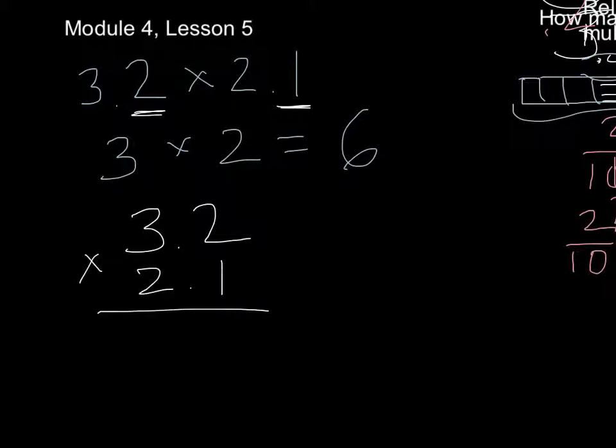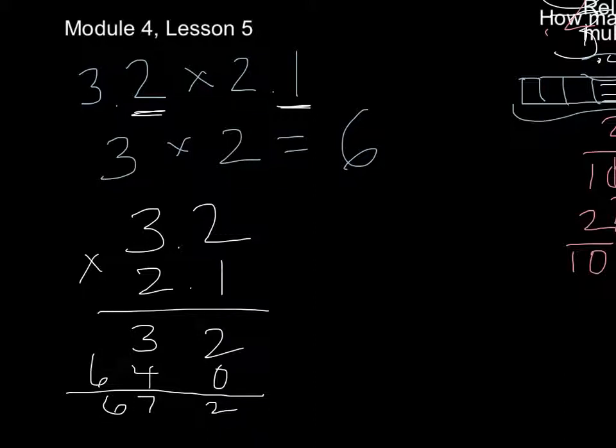Okay. 1 times 2 is, of course, 2. 1 times 3 is 3. 2 times 2 is 4. 2 times 3 is 6. Kind of running out of space here. 2, 7, 6. Now some of you are going to go, oh look, I lined up this decimal, I'm just going to bring that down. No! Don't do that, because we're multiplying.